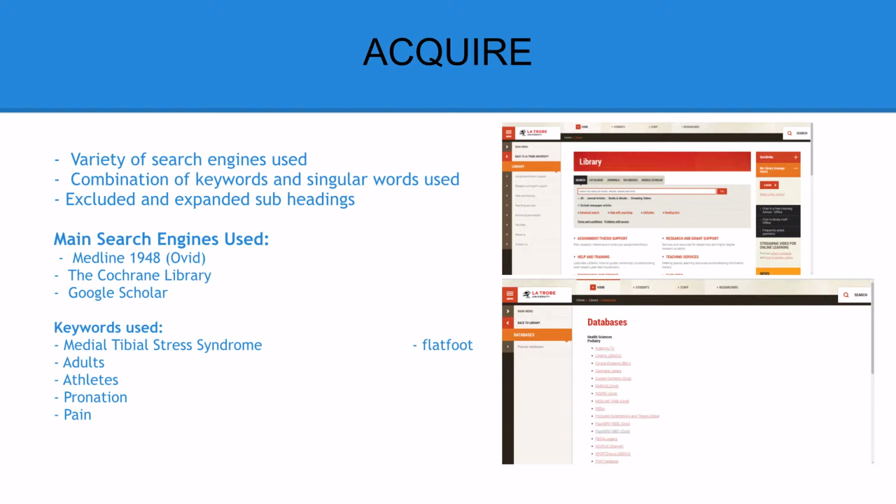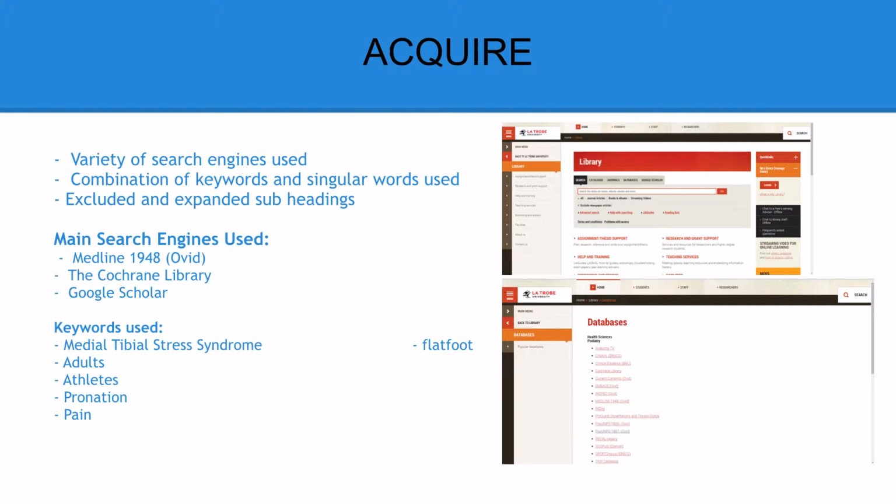Pronation was used as a second keyword, combining foot pronation and flat feet, with more than 77,000 results. Combining search 1 and 2 limited us to just one result, so we looked at all 13 MTSS results for possible correlation with our inquiry. Next was the Cochrane Library using MTSS as a keyword, limiting our results to English and systematic reviews. 4 results were obtained, one of which was a systematic review.